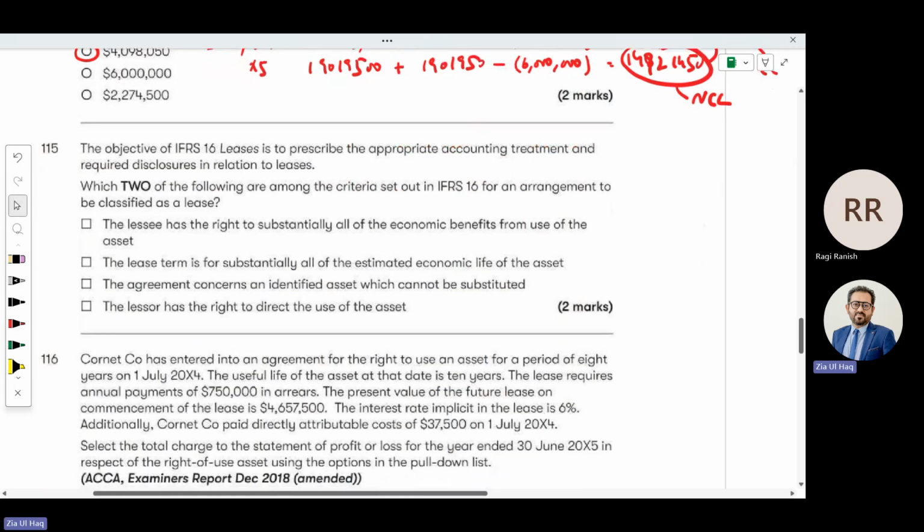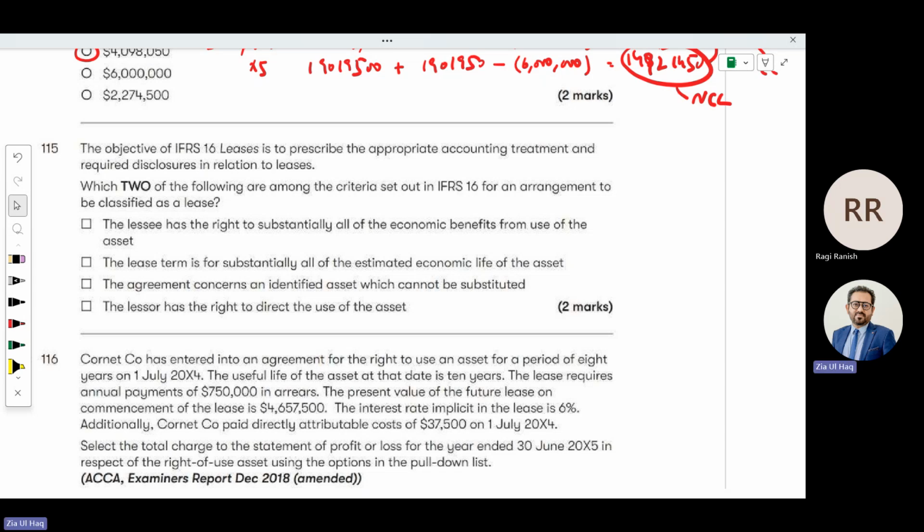115, please. The objective of IFRS 16 Leases is to prescribe the appropriate accounting treatment and required disclosure in relation to leases. It means there should be accounting and there should be detailed disclosure in the financial statements, where notes to the accounts mean this is the fifth accounting. Asset, liability, depreciation, interest, and disclosure.